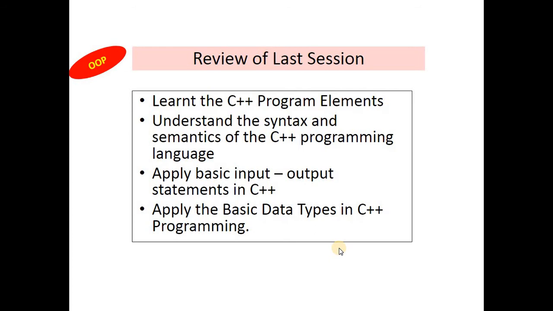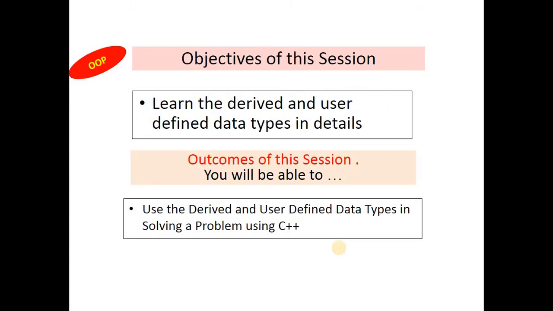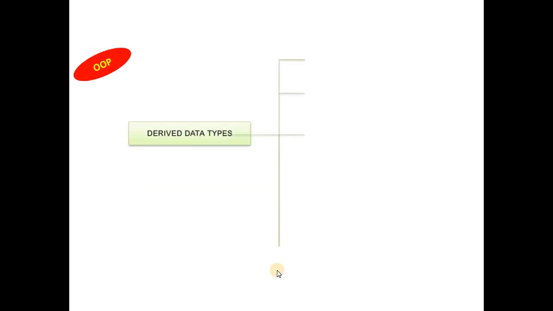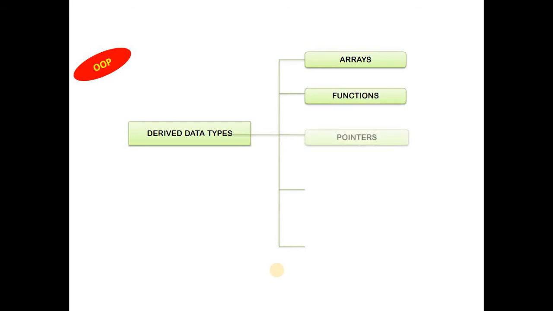In the review of the last session, we have seen the various syntax and semantics, and also the basic data types and the control structures. Today we are going to see the derived and user-defined data types in detail. After this session, you will be able to use the derived and user-defined data types in solving problems in C++.